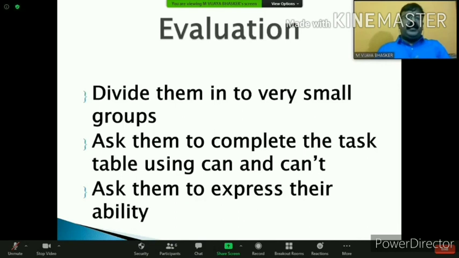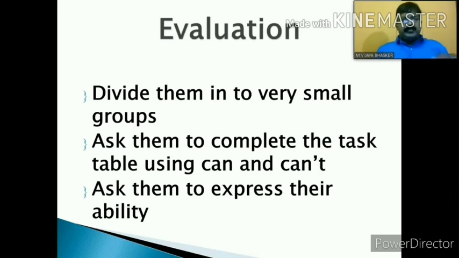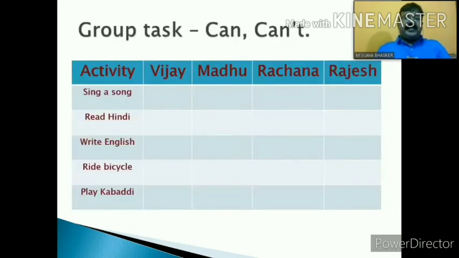And divide the children into very small groups. Or if that is not possible, you can conduct this evaluation individually. Ask them to complete the task table using can and can't. They have to write in the space provided. They have to read the activity first, and write can or can't in the space provided. If they are able to do that, they have to write can.